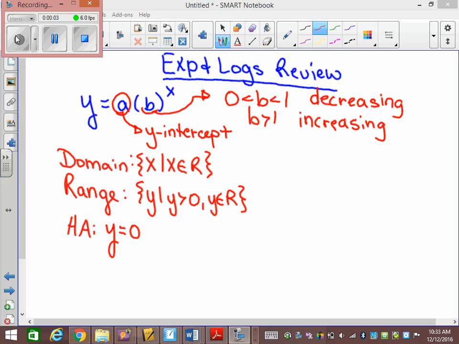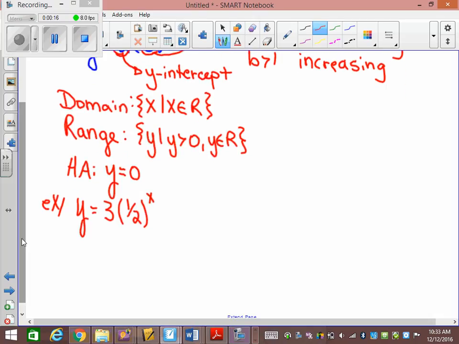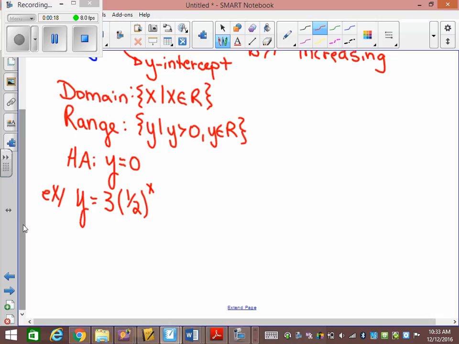All right, so those are all the transformations of your exponential. So an example, if I give you y equals 3 (1/2)^x, what's my y-intercept? 0 and 3. Is the graph increasing or decreasing? Decreasing, because my b is between 0 and 1.